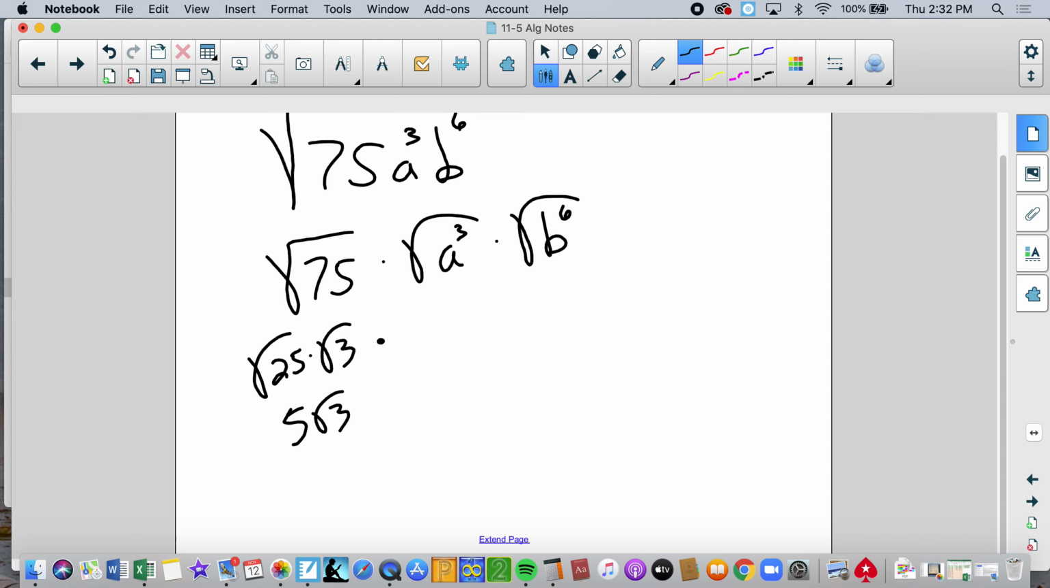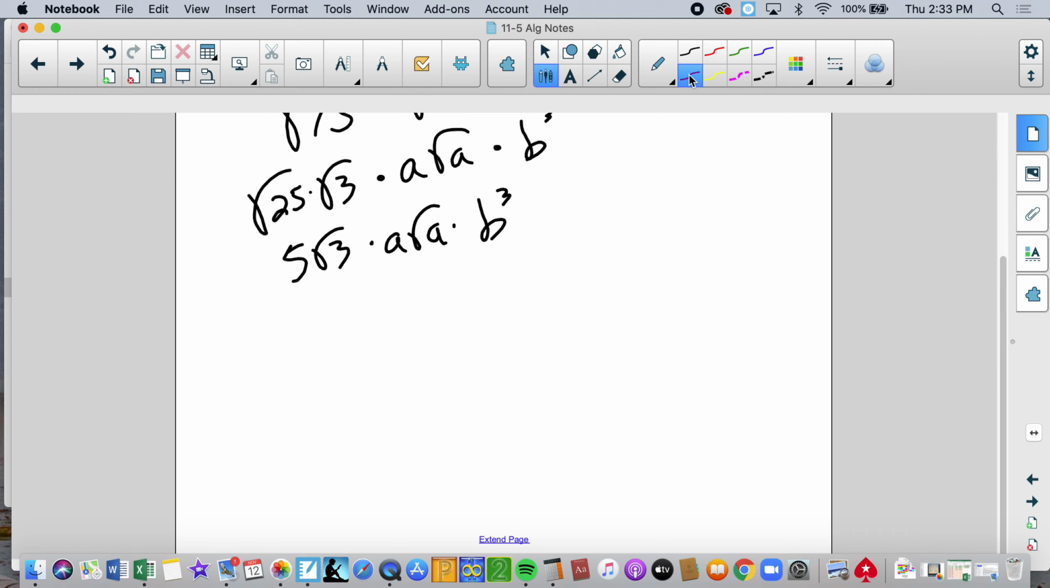Rad a cubed, 2 goes into 3 once, so an a to the first comes out with 1 a left over. Square root of b to the 6th, 2 goes into 6 three times, so we get a b cubed. Let's look and see what's on the outside. We have a 5 outside, an a outside, and a b cubed outside. We have a rad 3 and a rad a on the inside.